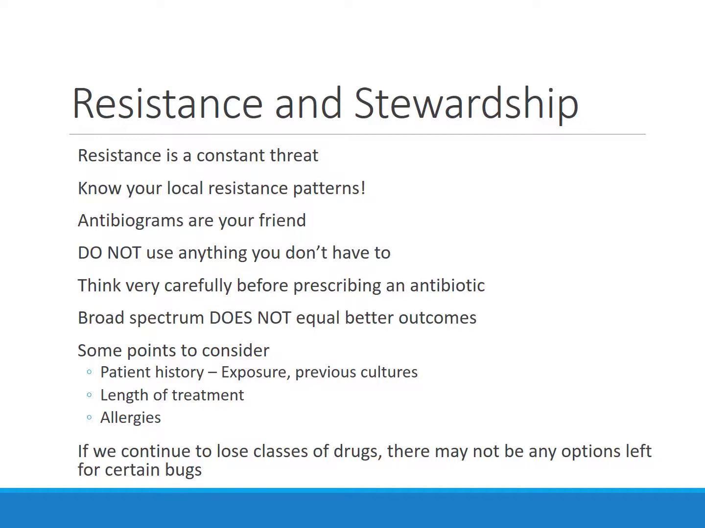Length of treatment is important. Know your durations. Don't just make up durations on your own. Look at the recommended durations based on the manufacturer's data, based on IDSA's recommendations. And also allergies. Allergies are something sometimes we can't get around. I'm going to talk about allergies a little bit more, specifically with penicillin class and beta-lactams in general. But the bottom line is, ultimately, we want to prevent losing certain classes of drugs, because if we don't, we may lose some options for treating certain resistant pathogens.